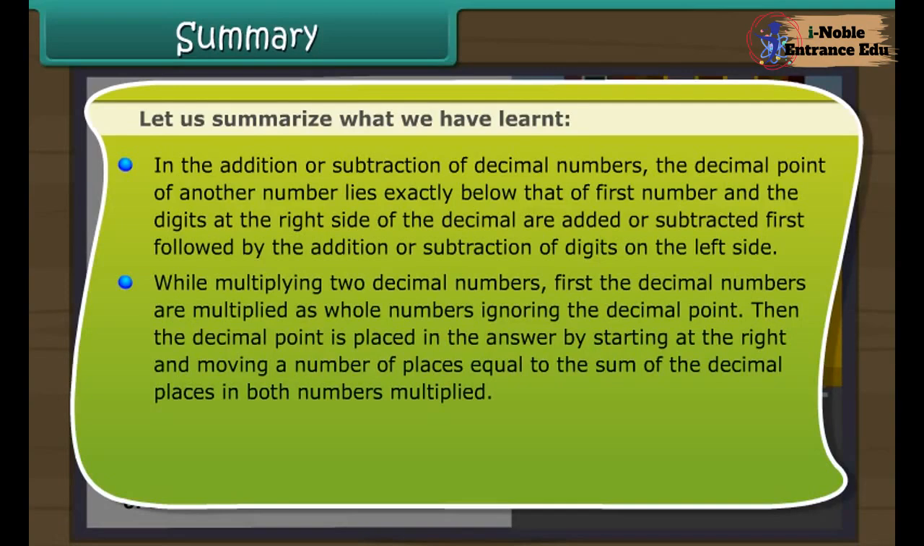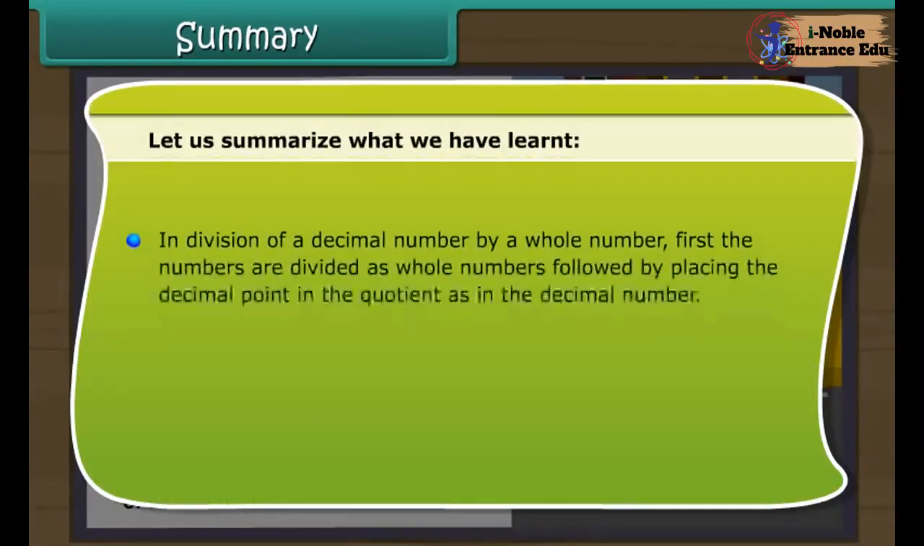While multiplying two decimal numbers, first the decimal numbers are multiplied as whole numbers, ignoring the decimal point. Then the decimal point is placed in the answer by starting at the right and moving a number of places equal to the sum of the decimal places in both numbers multiplied.